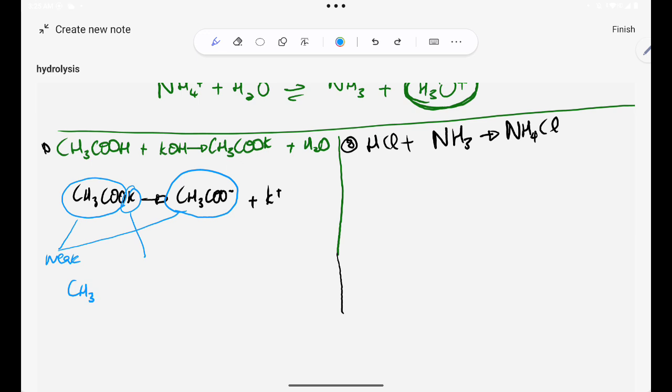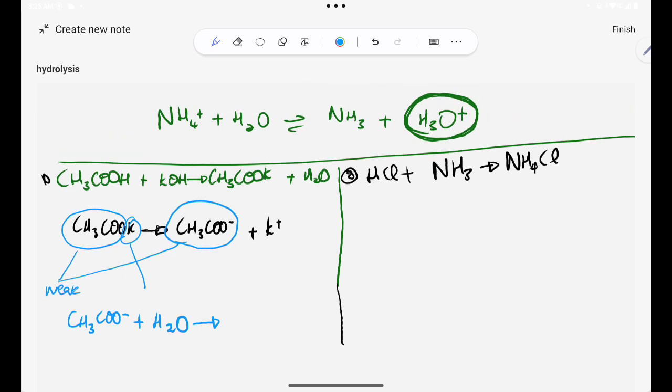So I will always take the strong conjugate ion and react it with water and see what type of ion will be in excess. This will give me ethanoic acid plus the OH minus ion. So this reaction, number one, is basic and its pH is greater than 7. Why? Because I have the hydroxide ions in excess. And it makes sense, I'm mixing a strong base and a weak acid. I'm expecting the final solution to be basic or alkaline.